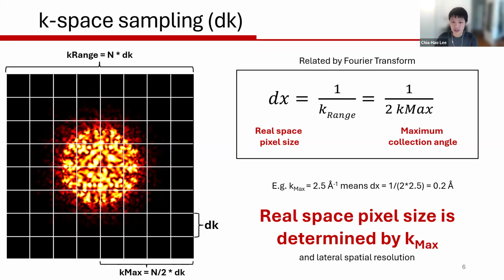But given enough signal-to-noise ratio, this Kmax here, or the maximum collection angle, actually determines your lateral spatial resolution and, of course, your real space pixel size. So how does this relate to calibration?